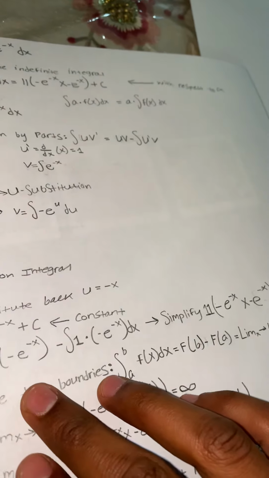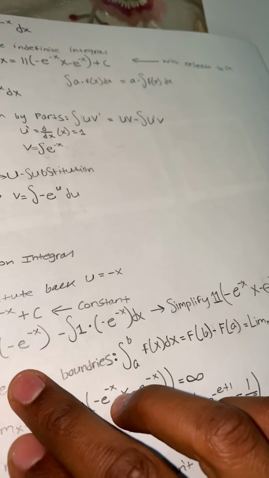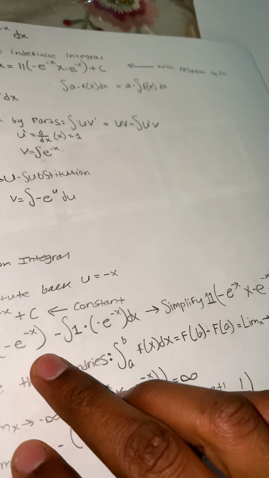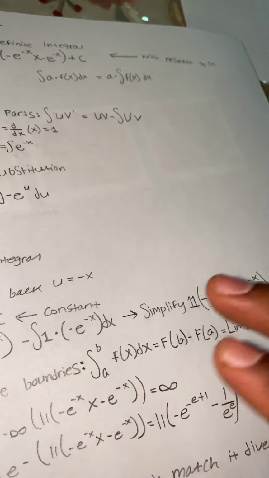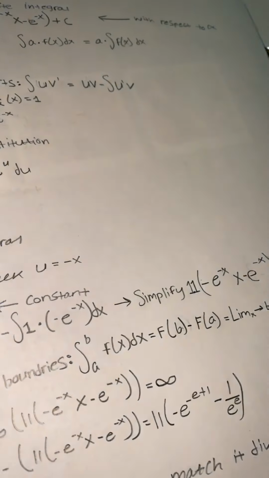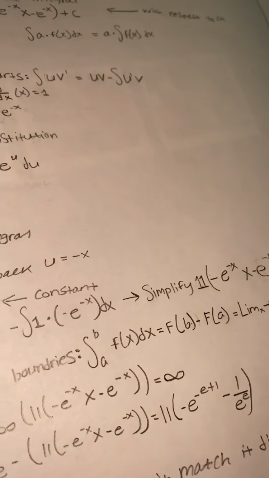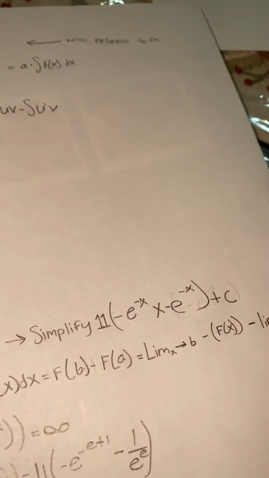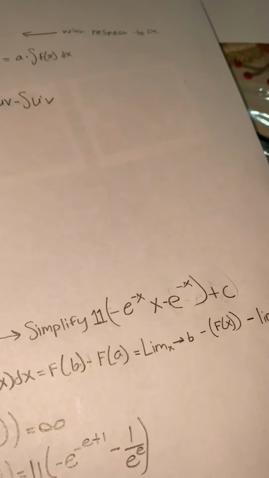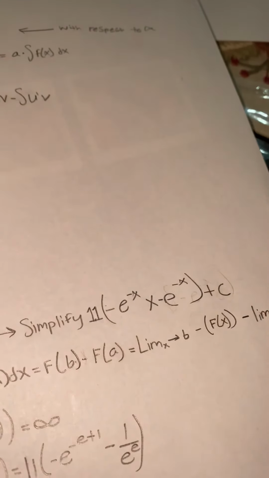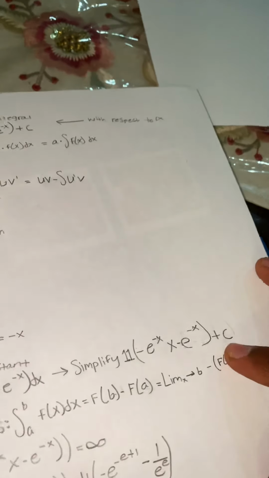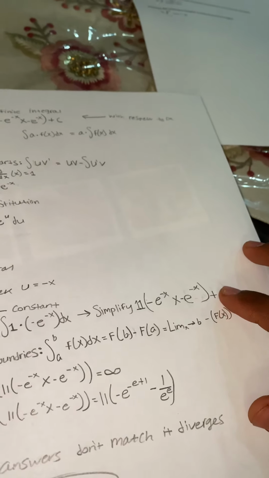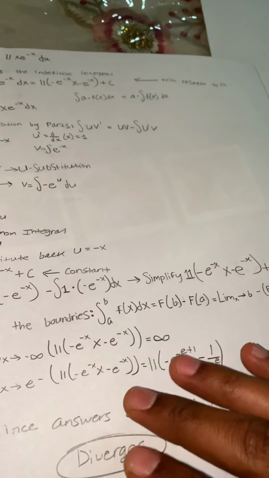And so we would get x times negative e to the power of negative x minus the integral of 1 times negative e to the power of negative x dx. If you simplify that, you would get 11 times negative e to the power of negative x minus e to the power of negative x plus c. So once we find that, we're going to solve for the boundaries.